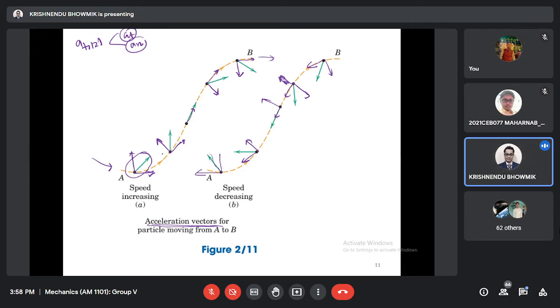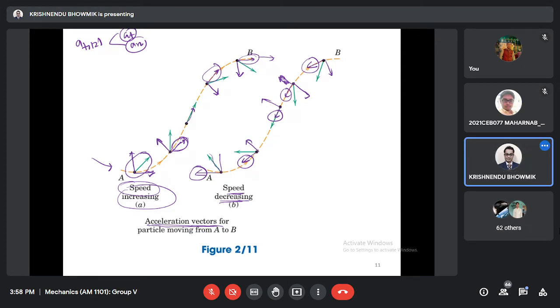If it is increasing speed, that means we have acceleration, then we are supposed to have this arrow increasing along the path. But when the speed is decreasing, you can see the tangential component in the reverse direction. Tangential acceleration will be in the reverse direction, not along the path.